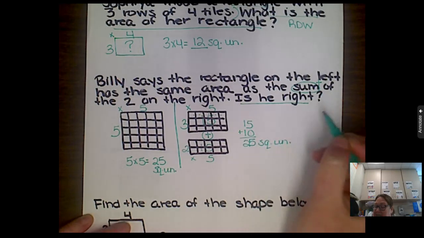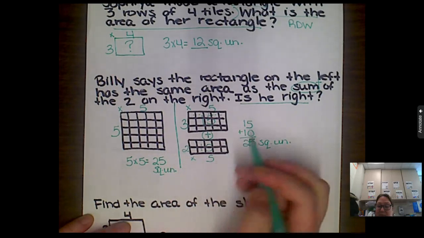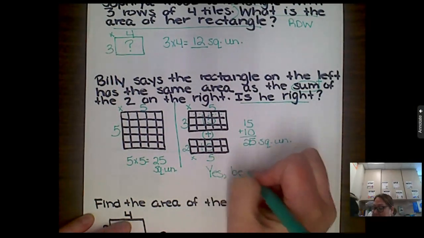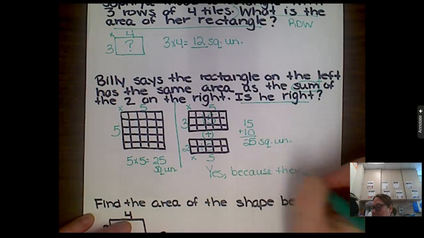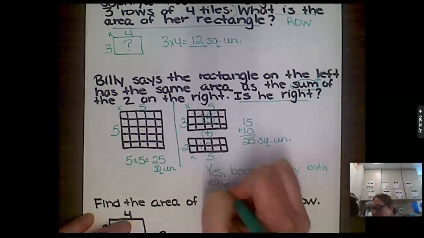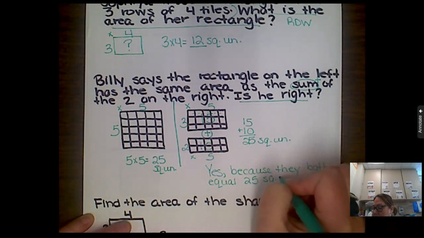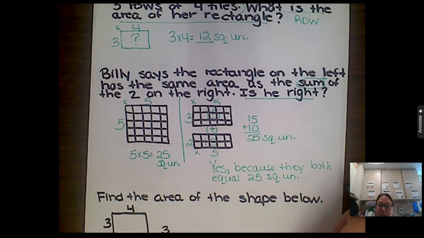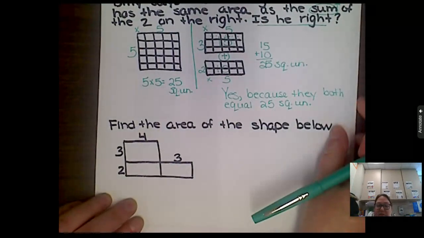So he says that this rectangle is equal to the sum of this one. Is he right? Yes, this one needs an explanation. Yes, comma, because they both equal 25 square units. Does that make sense? Good.